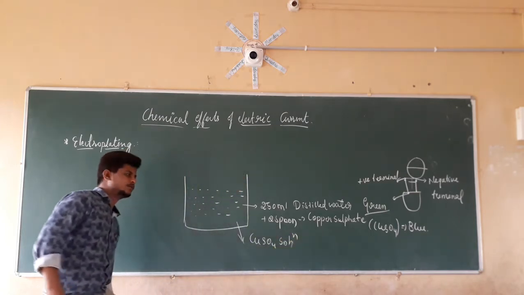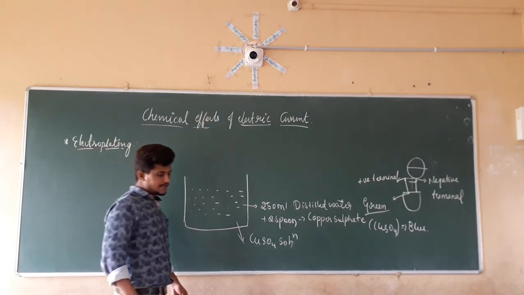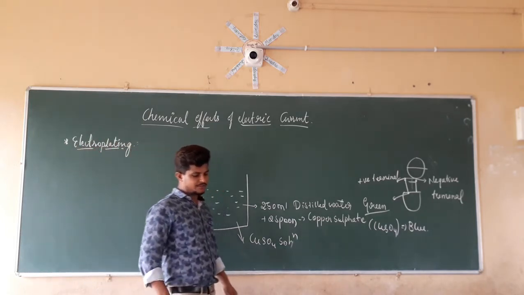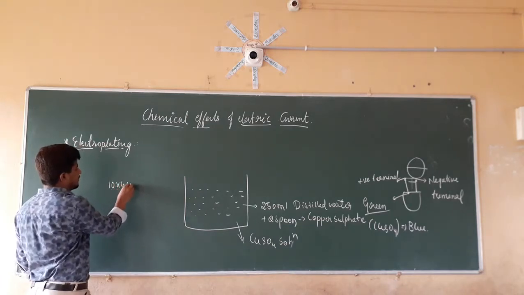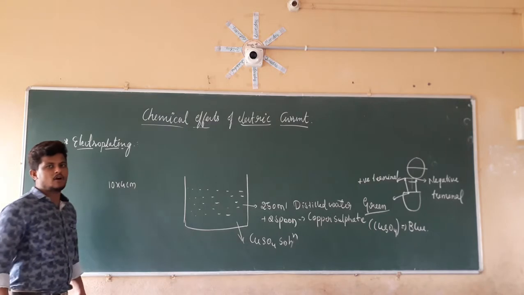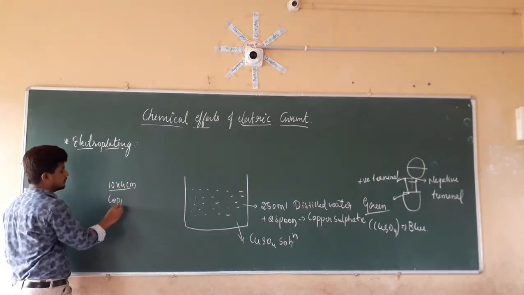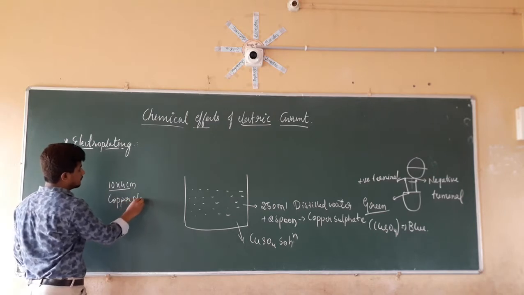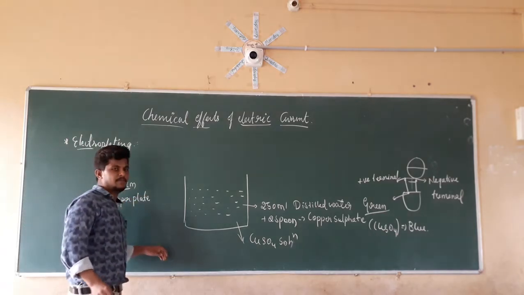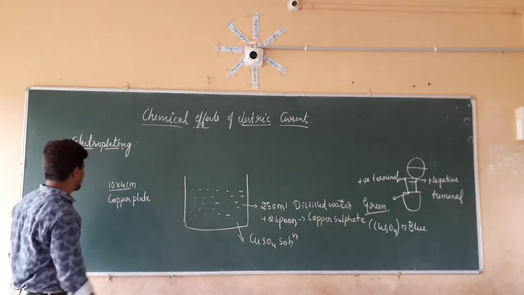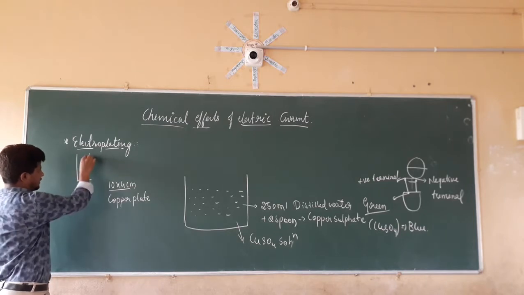Next we are going to take a copper plate with a dimension of 10 into 4 centimeter. We are going to take a copper plate which has the dimension of 10 into 4. That is nothing but 4 in the width and 10 in the length, like this.